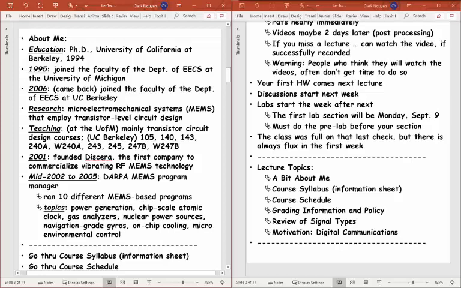In 2001, so this is my industry background, I founded a company called Discera. This was the first company to commercialize vibrating RF MEMS technology, and you all have these now. They're all in your cell phones. They're all in your Apple Watches and that sort of thing. These things tell time for you. And so it's a very high volume product. It's pretty cool to be able to do that.